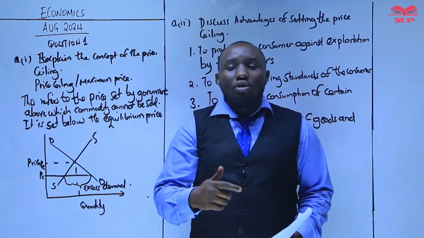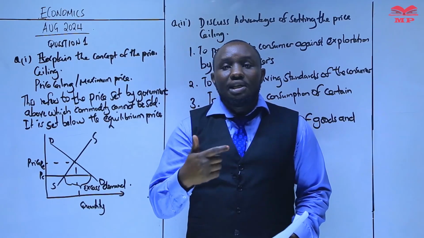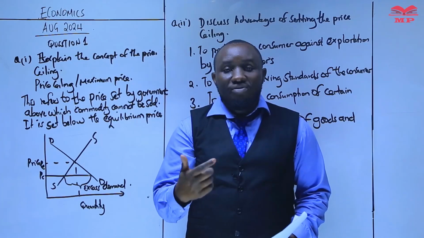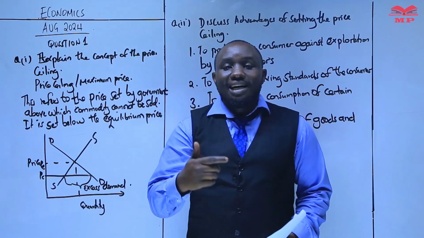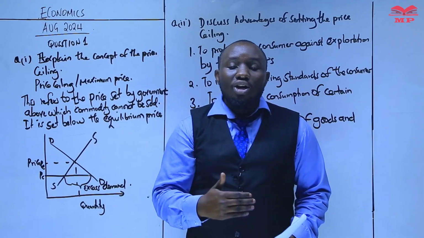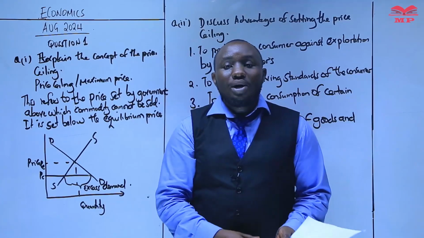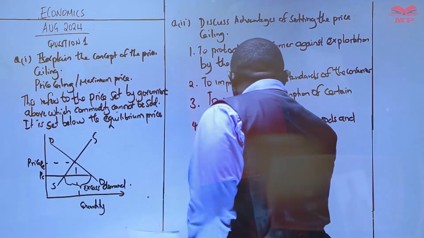One of the effects of setting a price ceiling is that it leads to excess demand. Definitely demand is going to be very high when you set the prices below the equilibrium price or the maximum price. And that is how we get to that paper.